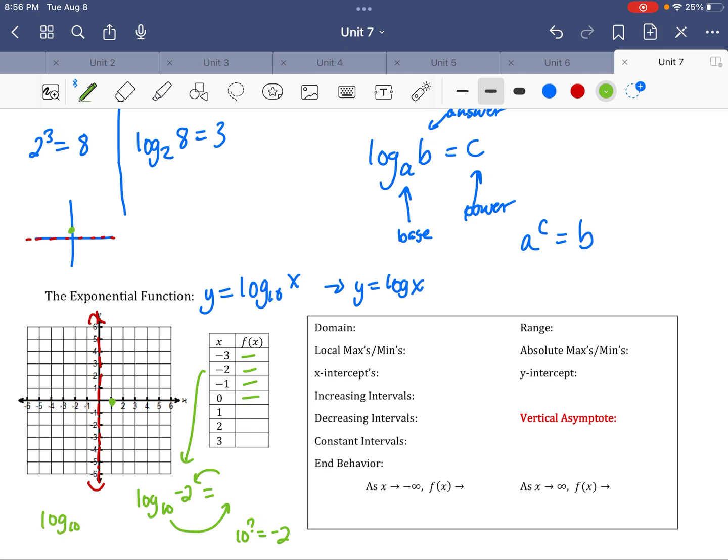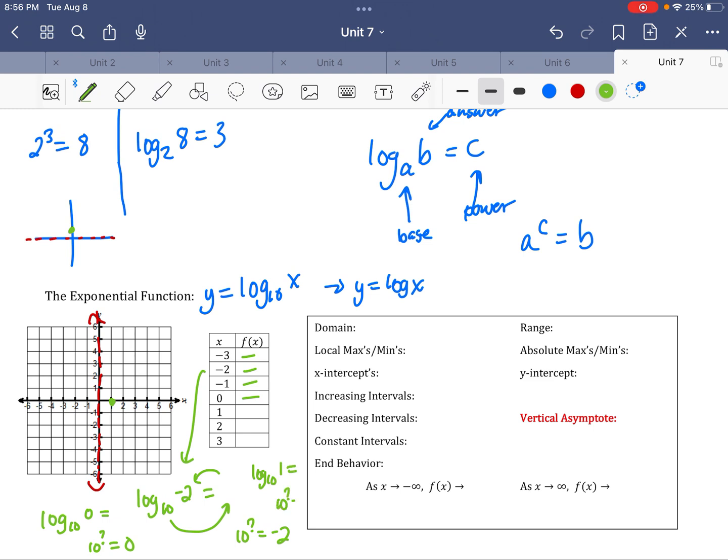You also can't take the log of a 0, because watch this, log base 10 of 0. So 10 to what power makes 0? There's no such thing, because even if you put a 0 as the power, 10 to the 0 is 1. So can't do it. All right, so we could continue plugging these things in. Let's do a 1.